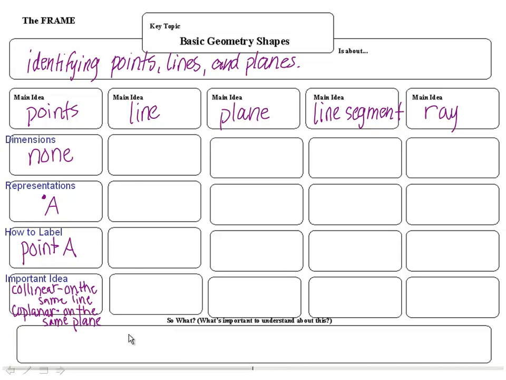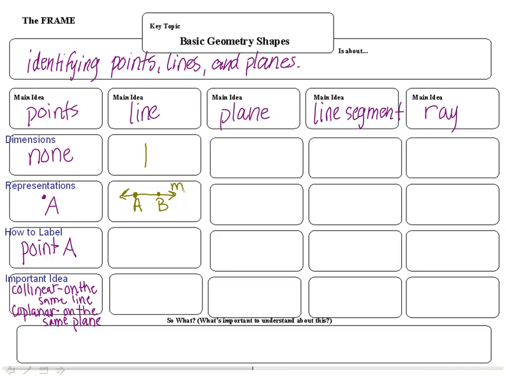Next thing we'll do will be a line. Dimensions for a line is 1, they just have a length. Representations, we make lines look like this. We're going to draw a line with an arrow at both ends. And I'm going to put 2 points on here because we need at least 2 points to make a line. So I put points A and B. And then I'm going to put a little lowercase m next to this. And notice that m does not have a point next to it.